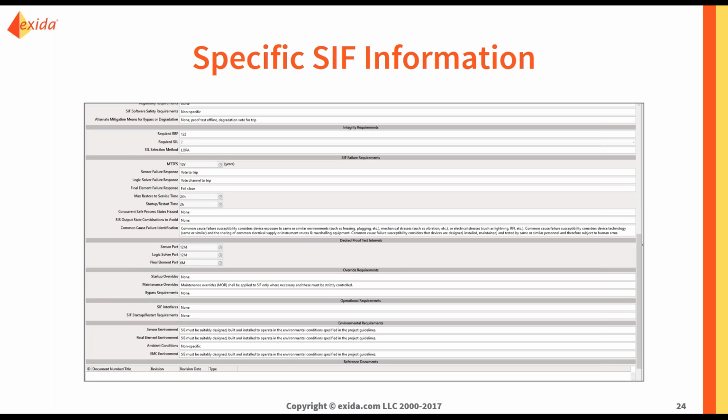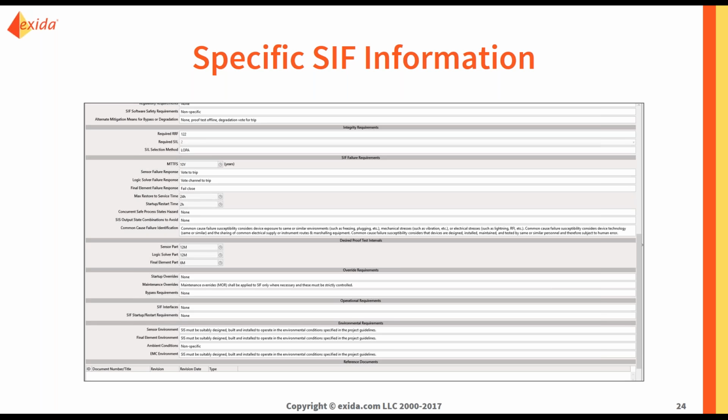You'll find at the top the required risk reduction factor and the required SIL level, and then the SIL selection method. So again, this is information that was done earlier on in exSILentia and is transferred in. So you'll see many of these are user inputs, but some of them are very important information that was determined earlier on and is transferred right in. So this will help save some time. It'll help drive consistency. You shouldn't have as many errors.